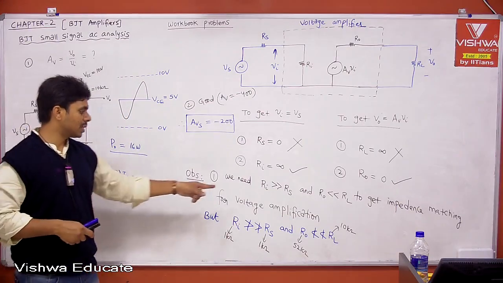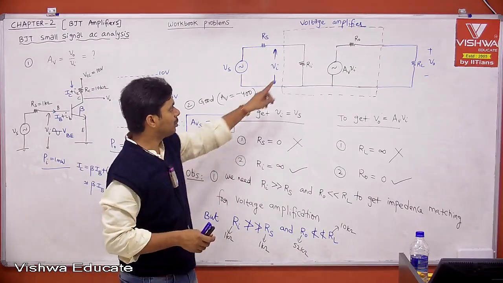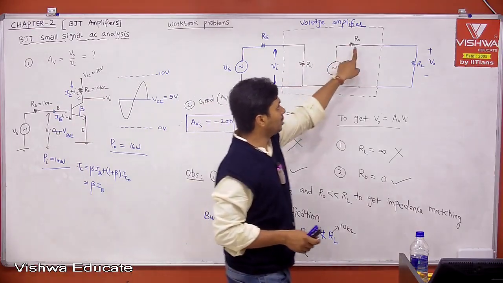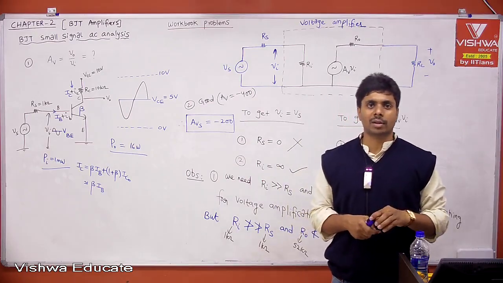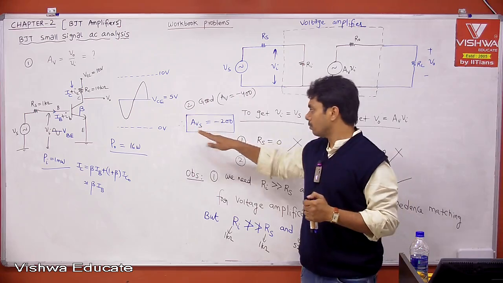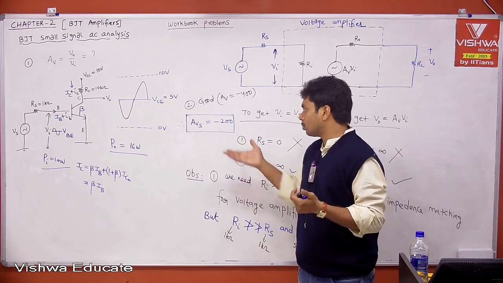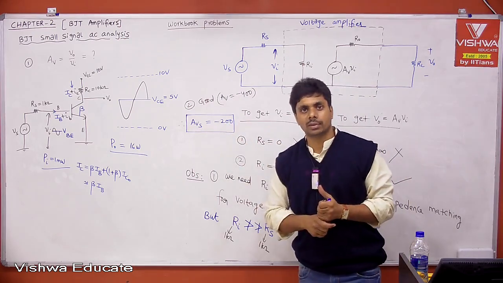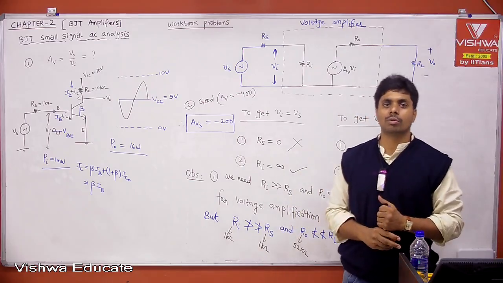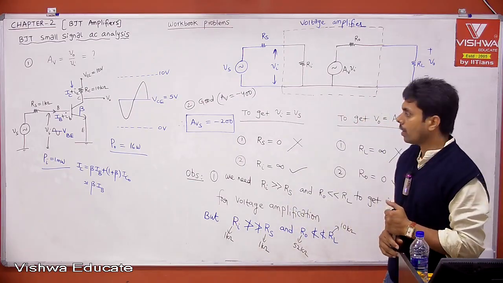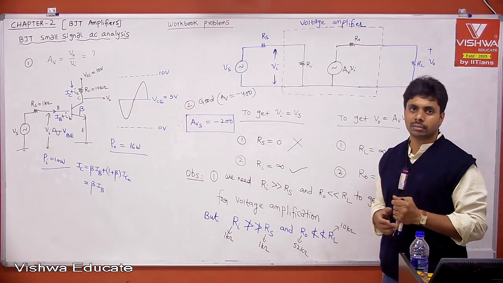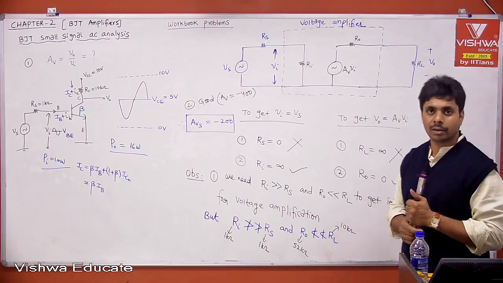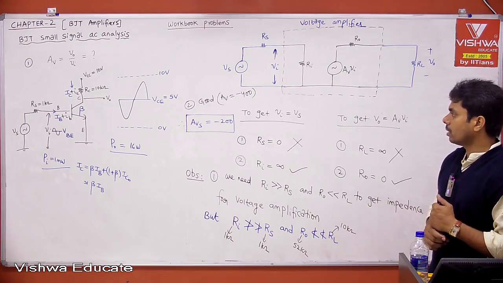Therefore, for a voltage amplifier, remember, we want input impedance very high and output impedance very low. But we don't have that from the common emitter amplifier. That's why we need to settle for a voltage gain of AVS minus 200. Else we would have got more and more voltage gain. Still, at least we got 200. We should be happy with that. I hope this is done.